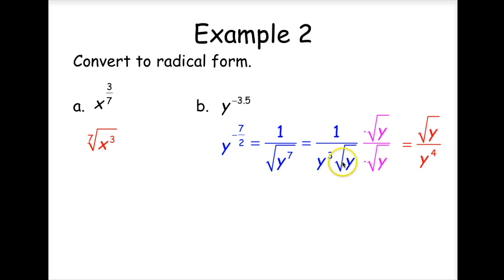So y to the third times y, the square root of y squared, that's going to be a y we pull out, and we have to add it to this one. And in the numerator, we have just the square root of y.